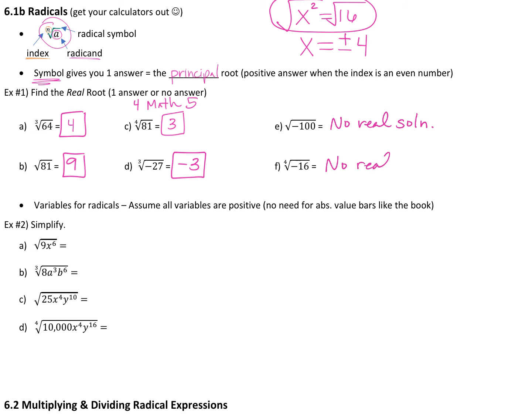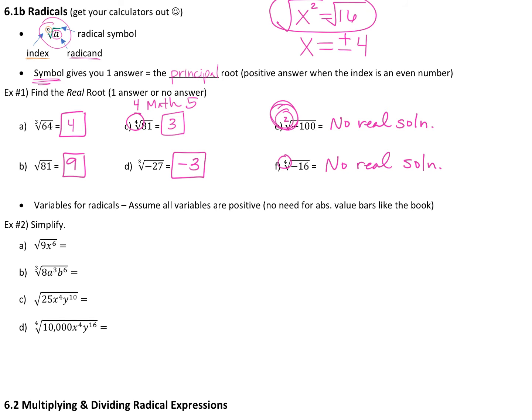So hear me one more time on this. If your index, right, this would be a 2, a 4. If your index is a positive, even number, don't even worry about positive, they'll all be positive. If your index is an even number and your radicand, the number underneath, is negative, it's going to be no real solution every time, okay? But you can have a negative radicand if it's an odd index. So if this number is an odd number, you can have a negative underneath and you will get a solution, okay? Any questions on that?